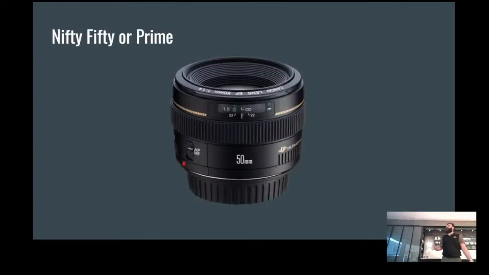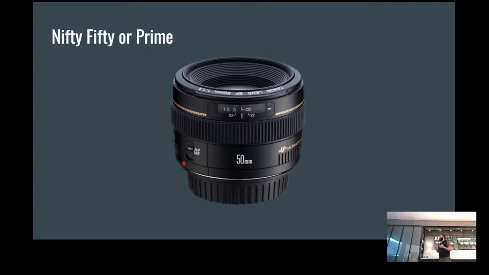Next, the Nifty 50, or prime lens. The Nifty 50 gets its name because people think it's really nifty or neat. The thing I like about the 50mm is that it's a perfect portrait lens. Our human eye naturally has a view of about 50mm. That's the relationship between our background, foreground, and compression, and the parameters at which we see, which the 50mm is supposed to mimic. That is probably going to be one of your better portrait lenses.